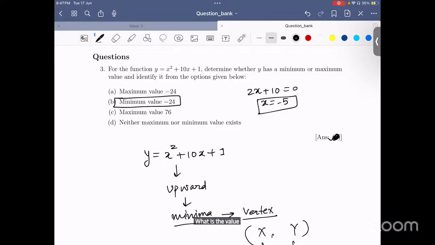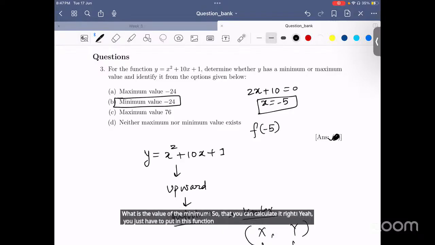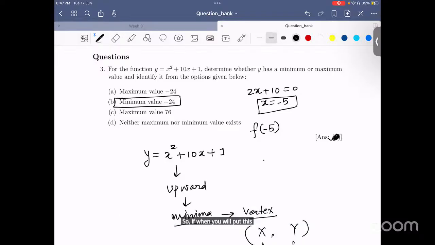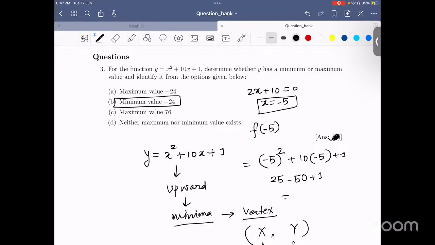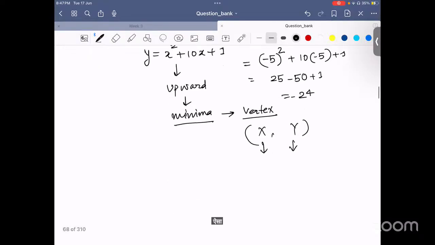What is the value of the minimum? Minus 24. You can calculate it: you just have to put minus 5 in this function. So minus 5 the whole square plus 10 times minus 5 plus 1. This is 25 minus 50 plus 1, that you are getting as minus 24. Is this clear to everybody? Are you able to understand this? Yes, sir.